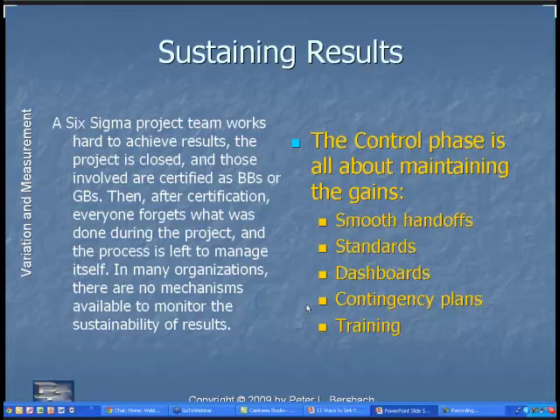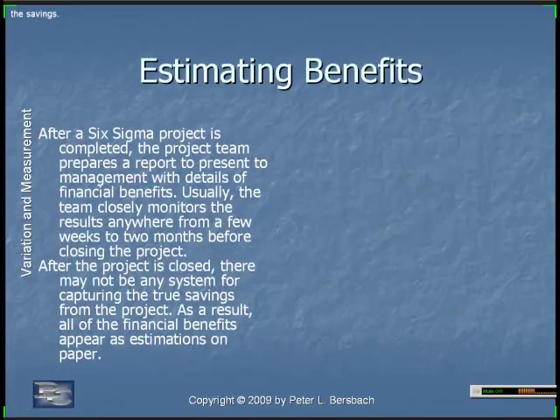Okay, let's take a look at the next one. Estimating benefits. After the Six Sigma project is completed, the project team prepares a report to present to management with details of the financial benefits. Usually, the team closely monitors the results anywhere from a few weeks to 2 months before closing the project. After the project is closed, there may not be any system for capturing the true savings from the project. As a result, all the financial benefits appear as estimates on paper.